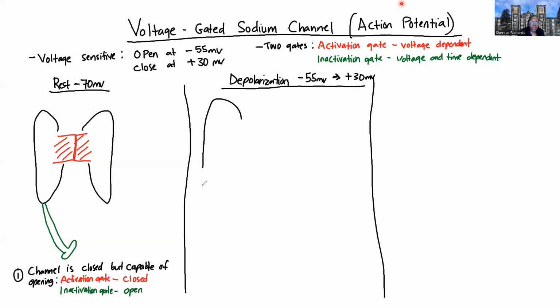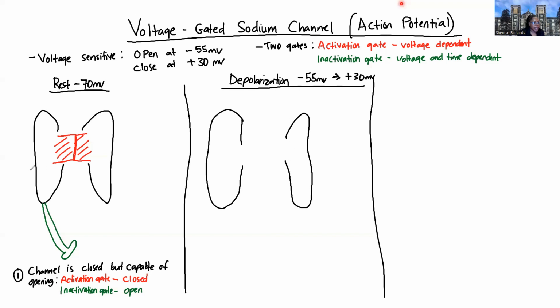And again, let's draw our little channel. It's a weird looking channel. Now in this instance, both gates are open. So let's draw both gates open, the activation gate as well as the inactivation gate.